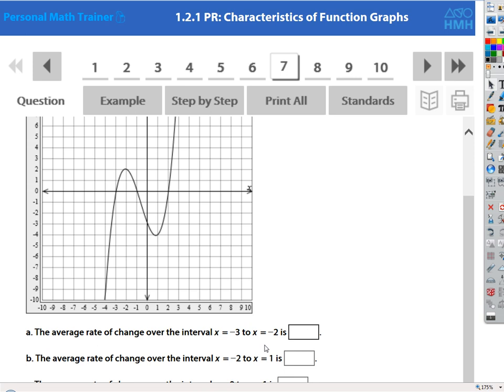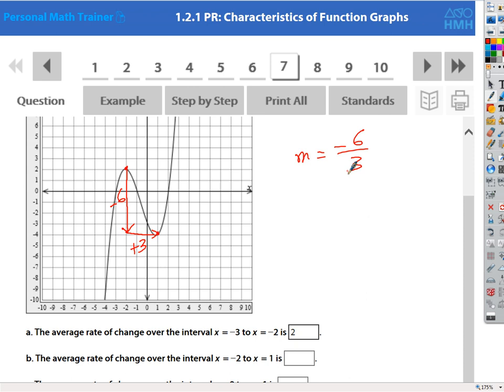How about from -2 to +1? When x is -2, we were right there. When x is +1, the function is clear down there, right? So I just got to calculate a slope. I'm going to go down this time. I'm going to rise by how many? 2, 4, -6. And I'm going to run by +3. So my slope is -6 over 3, which is what? -2. Great.